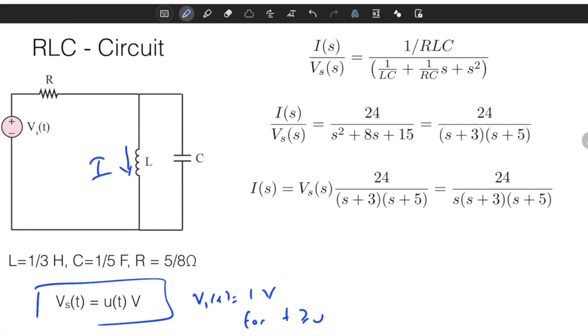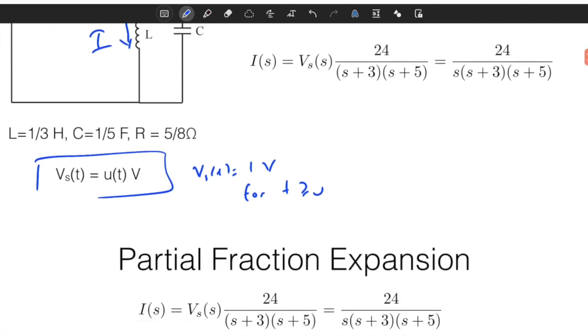I already derived the transfer function. You can do it by yourself at home. If we take the Laplace transform of the input, we will know that it is 1 over S. So I of S, which is the output current, is equal to 24 divided by S times (S plus 3) times (S plus 5). So this is the final expression of the inductor current, and we want to compute the time domain expression of the inductor current.